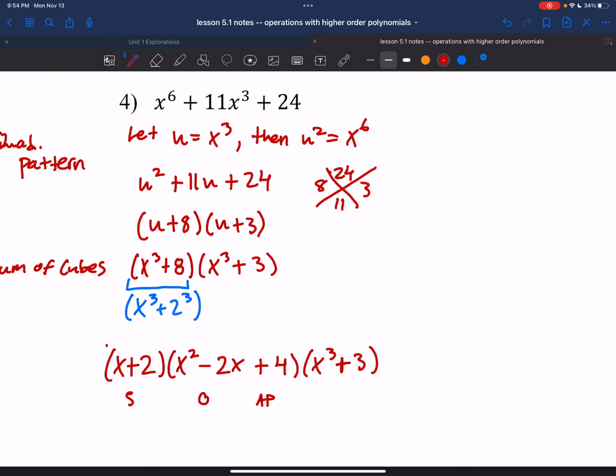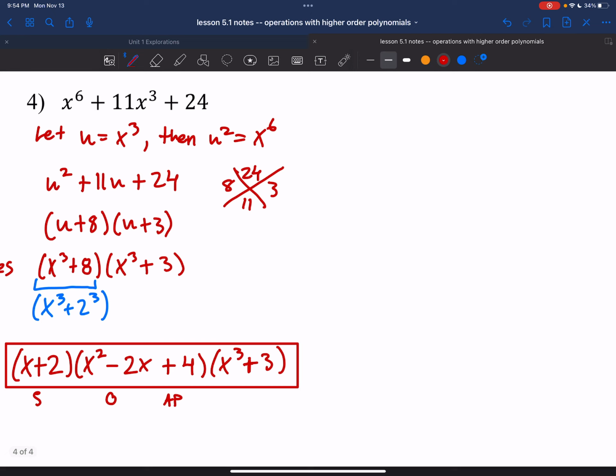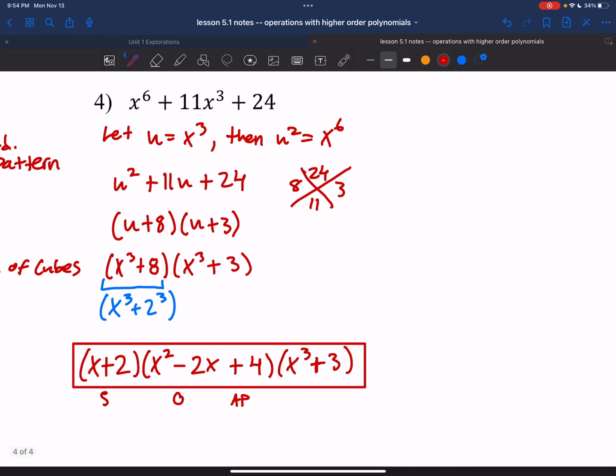And so that is the fully factored form. You might be saying, wait, what about x cubed plus 3? Isn't that a sum of cubes? Well, kinda, but not really, because we usually try to stick to integer factorization. We just like to factor with whole numbers, positive or negative, and no cube roots or square roots or anything like that. So there it is.